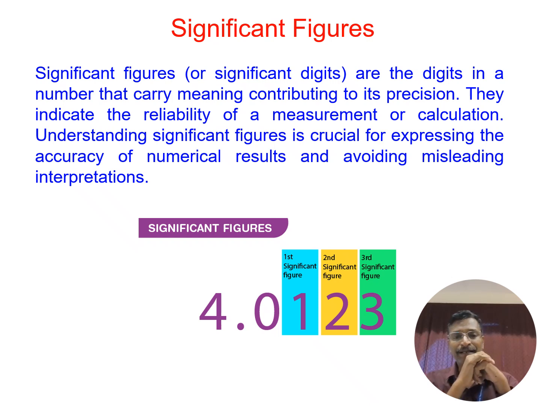Look at the data 4.0123. Okay, so for this, what is the significant figure? Totally 5 significant figures are there. The most important one is here. Look at 1, 2, 3. These are all significant figures. So you cannot round it off.